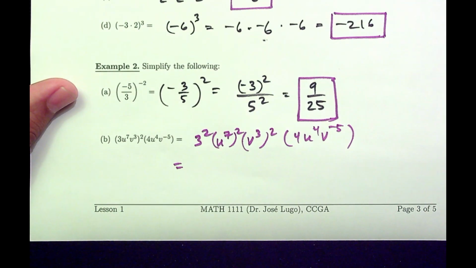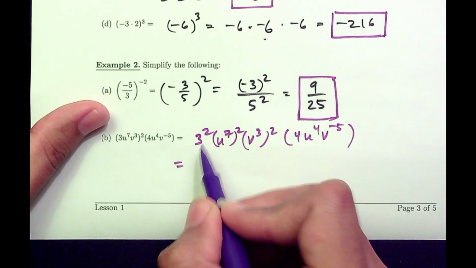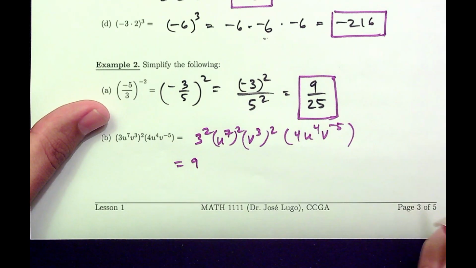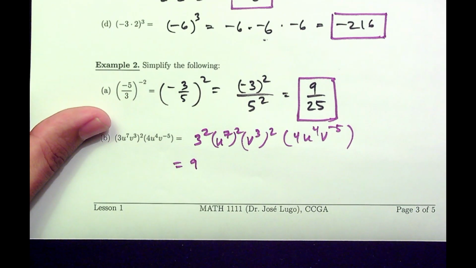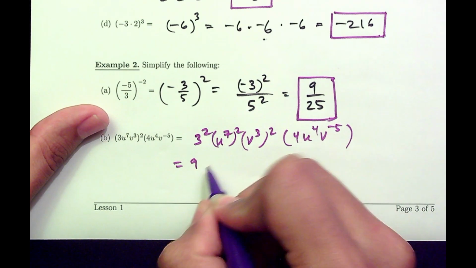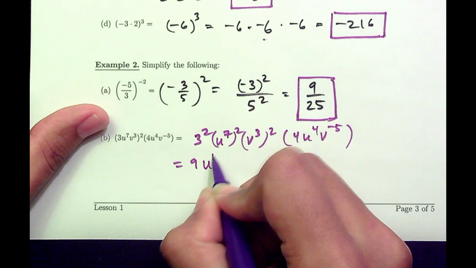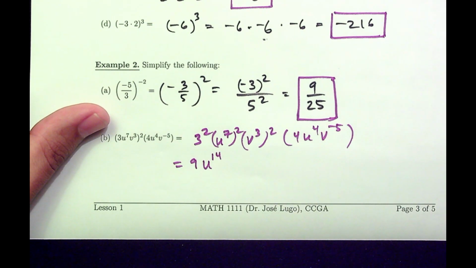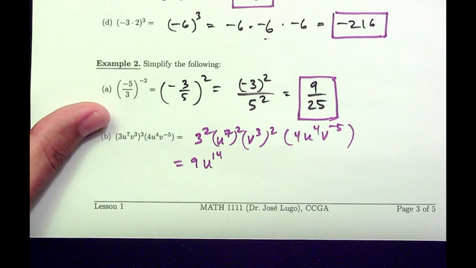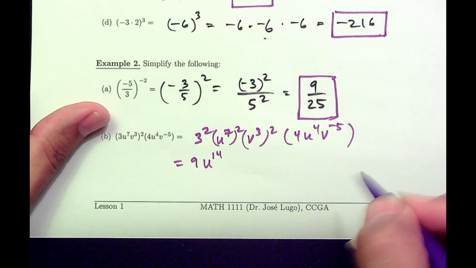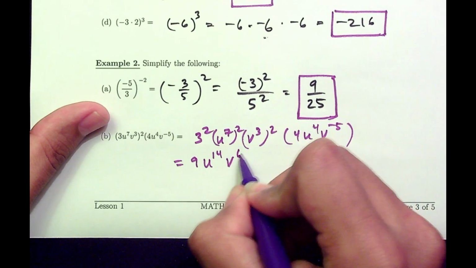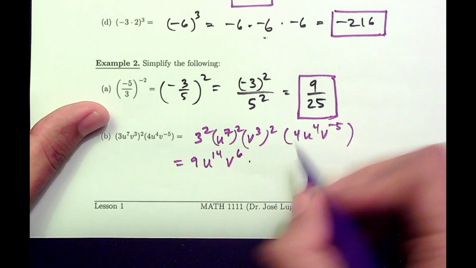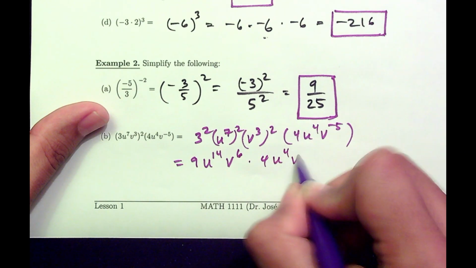Okay, now you simplify each of these. So 3 squared is 9, 3 times 3, which is 9. U to the 7 to the second, in that case you multiply the exponents because the exponents are back to back. If you had them separate, like u to the 7 times u to the 2, that's when you add them. But here it's like u to the 7 to the 2, back to back, so you multiply them. And then this is the same reason, v to the 6. V to the 6, and then times 4, u to the 4, v to the negative 5.